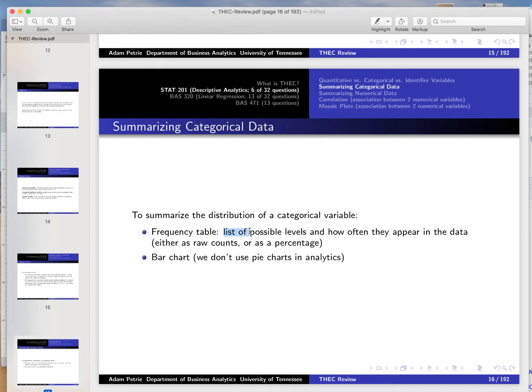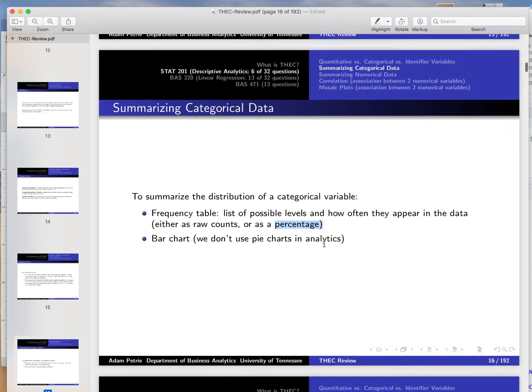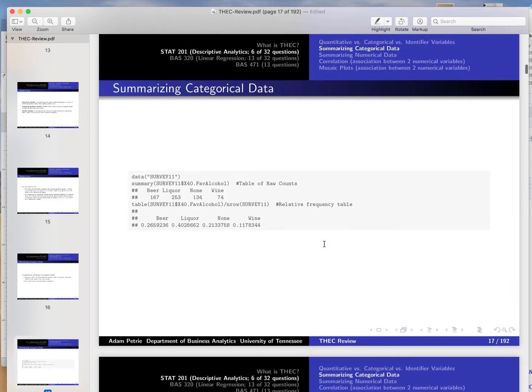Just come up with a list of the possible values. We call the possible values of a categorical variable the levels of that variable, and tell us how often each one of those levels appears, either in terms of raw counts or as percentages. And then you can easily make a bar chart to visualize that distribution to pick out the more commonly appearing categories, the less commonly appearing categories, etc.